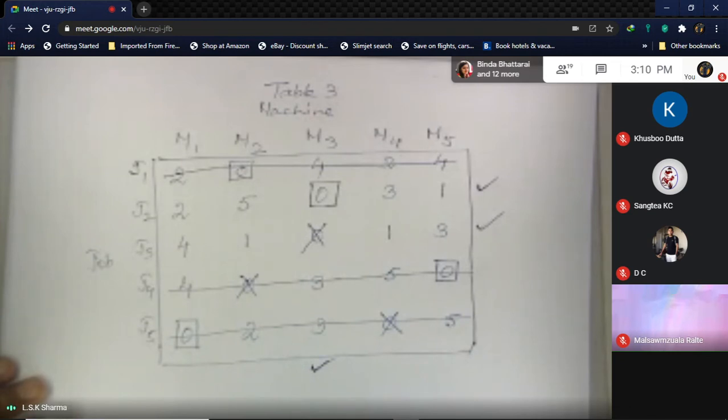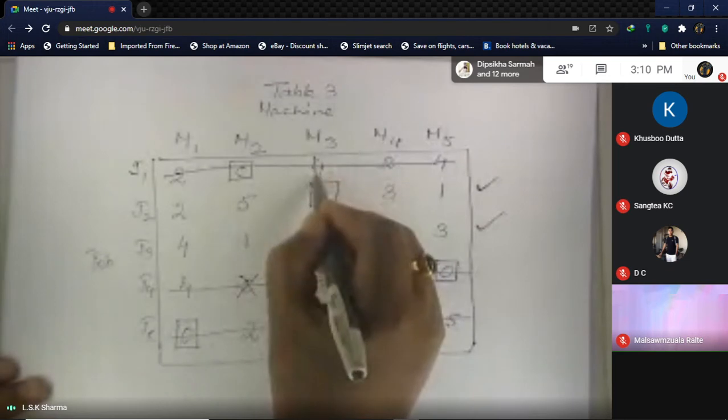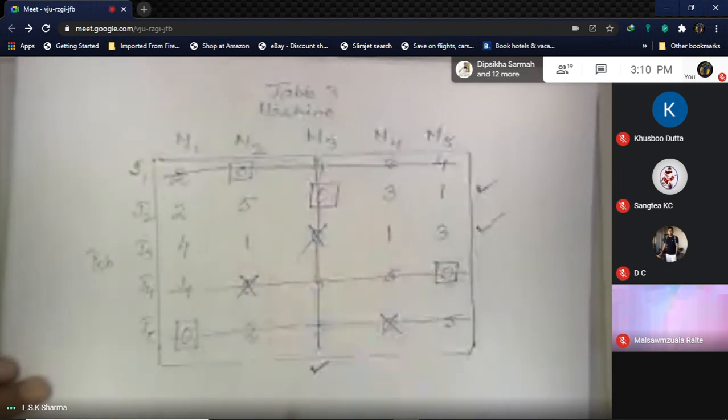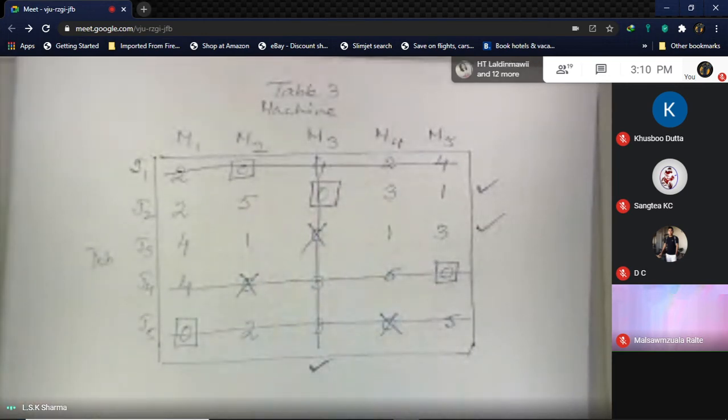And mark columns. How many columns are marked? There is only 1 column which is marked. So you draw another straight line across that. Now this step is very, very important. If you make a mistake in this step, the whole problem will go haywire. It could go wrong. Now, have I come to the solution?